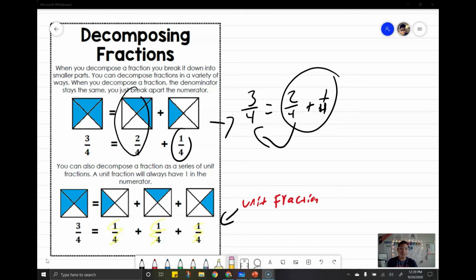Does my denominator ever change? No, good, because I'm not changing how many pieces there are. I'm just breaking it down into different ways to represent a fraction. Good job. Alright, that's it.